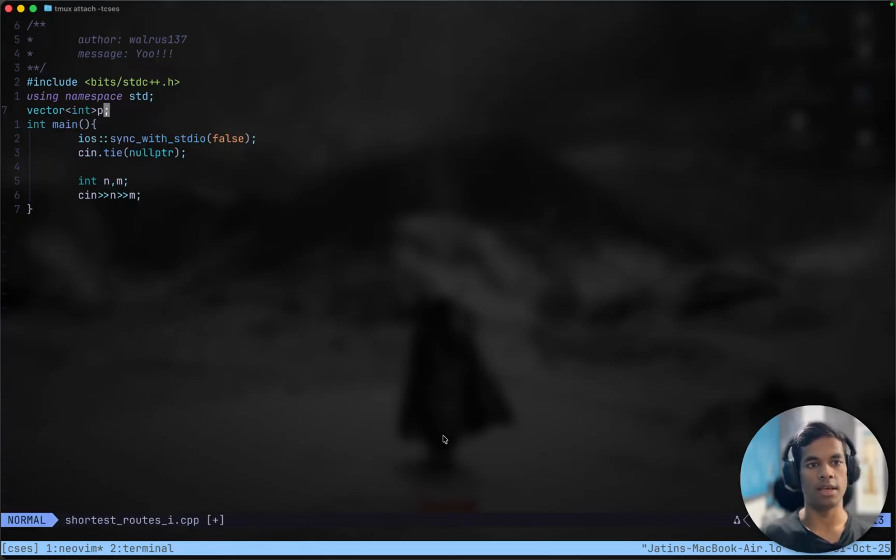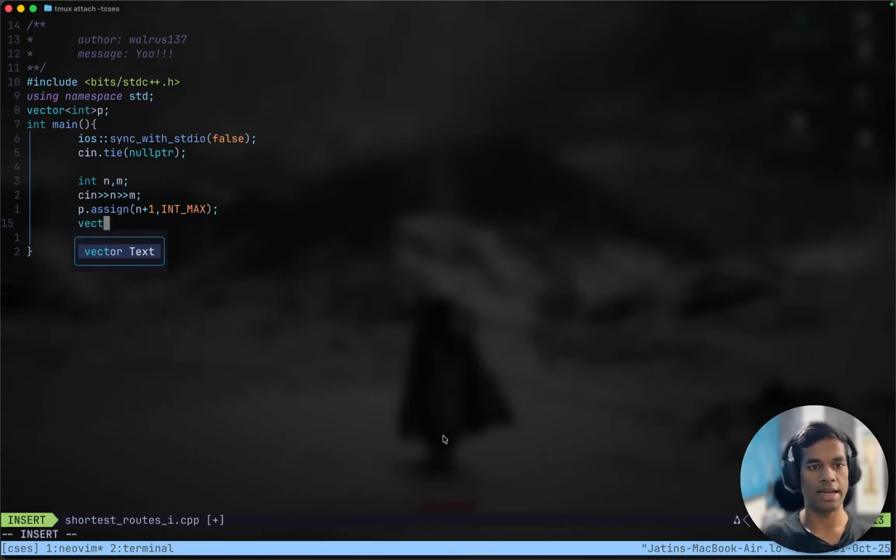And we will also have a global vector called P, which is going to store the shortest distances to the ith node. And when we know the number of nodes, we will assign size of P to be n plus 1, and all the values are going to be int max. And then we will take L, R, and weight.